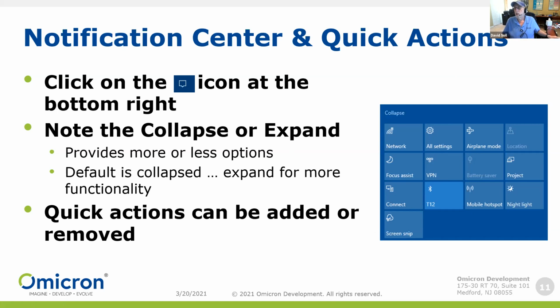In any case, all of these little buttons are available to you, which is very convenient because, for example, network allows me to connect or disconnect from a Wi-Fi network. I can put the machine into airplane mode or open up a VPN very quickly because it's here. And notice here's the all settings. That opens up the settings app. So it's a very convenient place to get things.